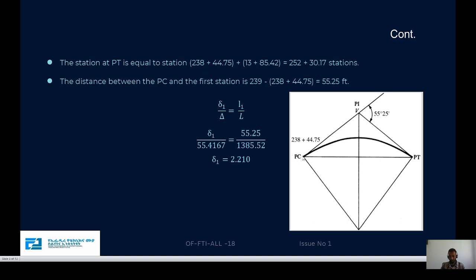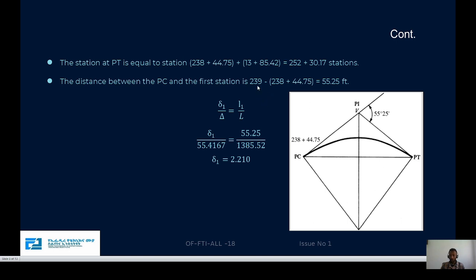Point of curvature is already given, plus the length of the curve, so we can get the point of tangent. The point of tangent is 252 plus 13.17 station, the distance between the point of curvature and the first station. So we divide the setting out up to the point of tangent.